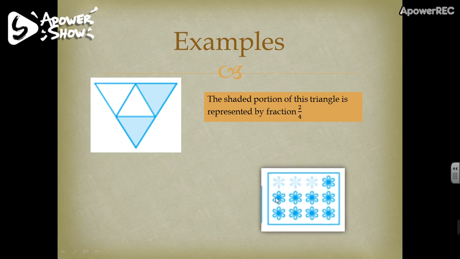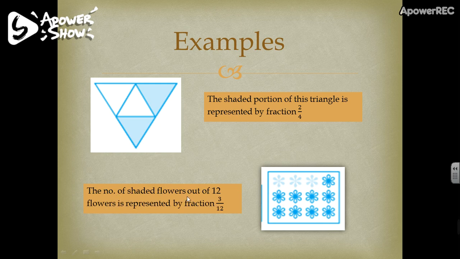Now let's move on to the next example. Here the whole is represented by this group of flowers. This group contains 12 flowers, out of which 3 flowers are shaded. We represent the number of shaded flowers using a fraction. The number of shaded flowers out of 12 flowers is represented by the fraction 3 by 12. 3 represents the number of shaded flowers, and 12 represents the total number of flowers.